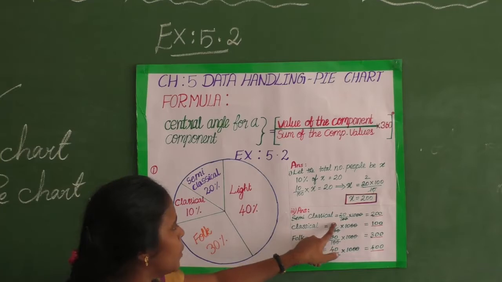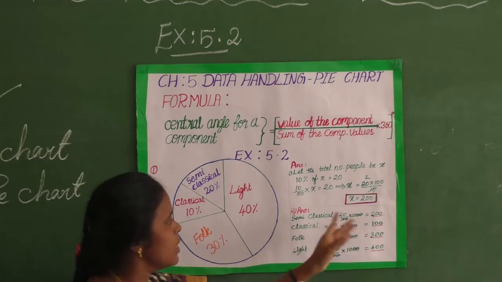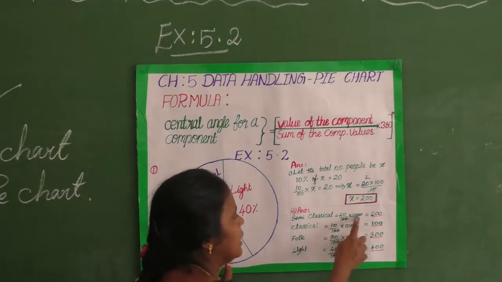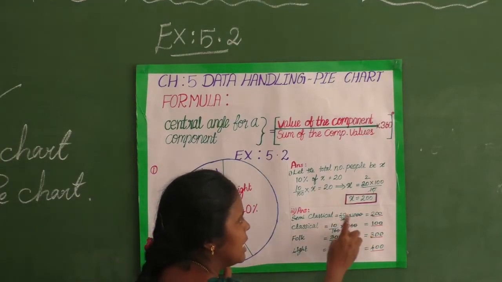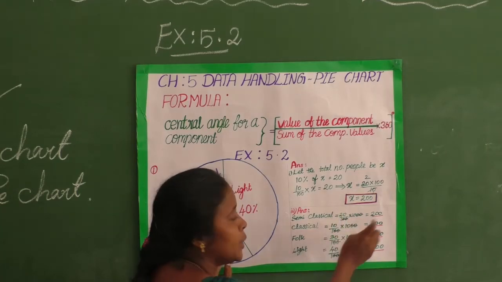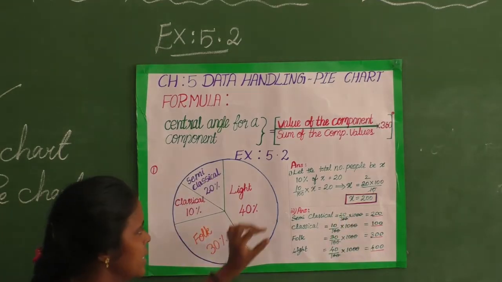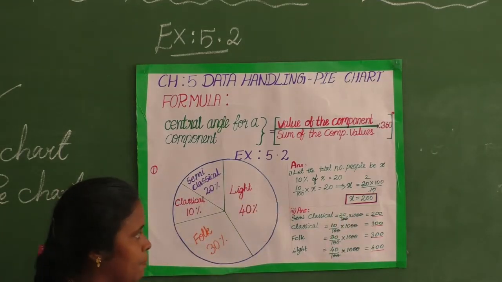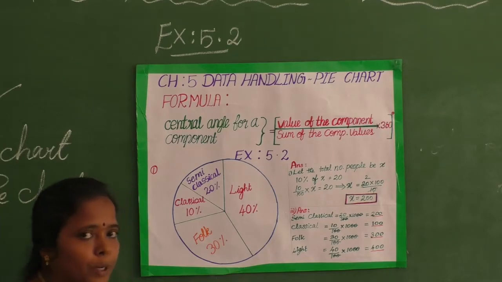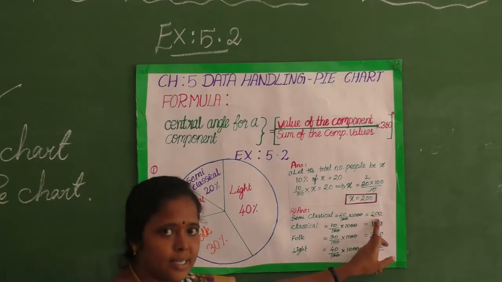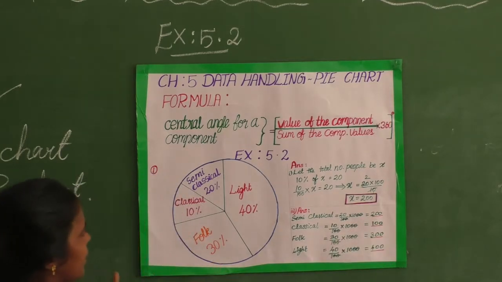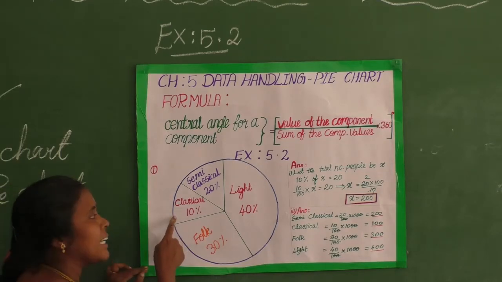So 20% of 1000 CDs. How does it come? 20 by 100 into 1000. If you simplify by 100, your answer is 20 into 10, 200 CDs. That means in the semi-classical type of music, the company is to produce 200 CDs. Understood? Likewise, every category. Classical 10%.